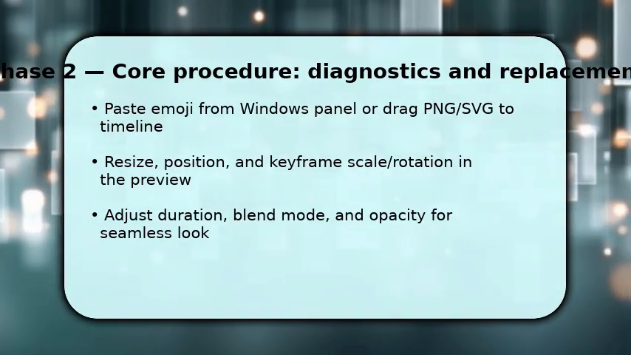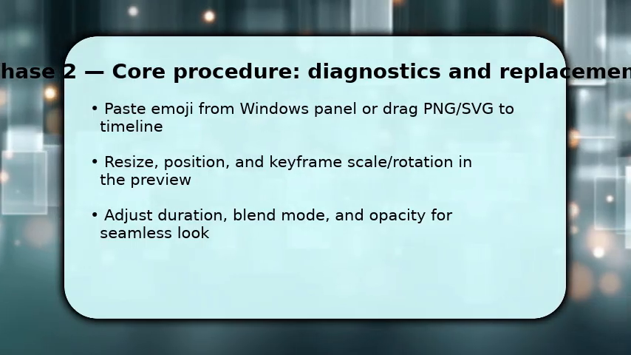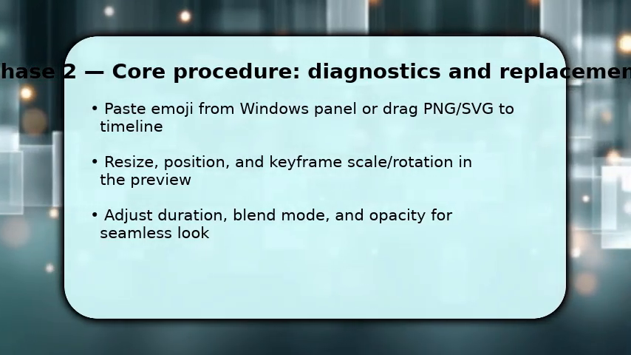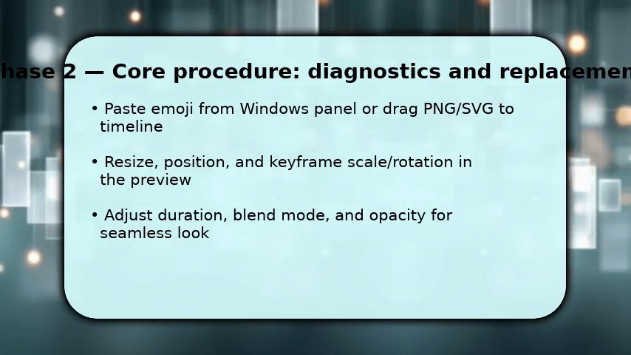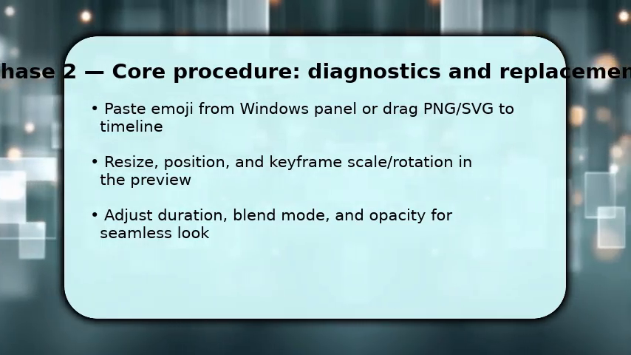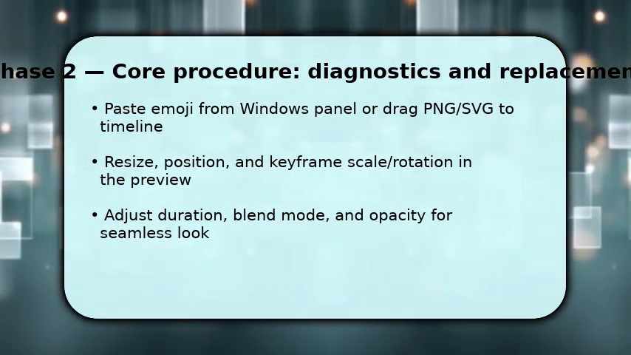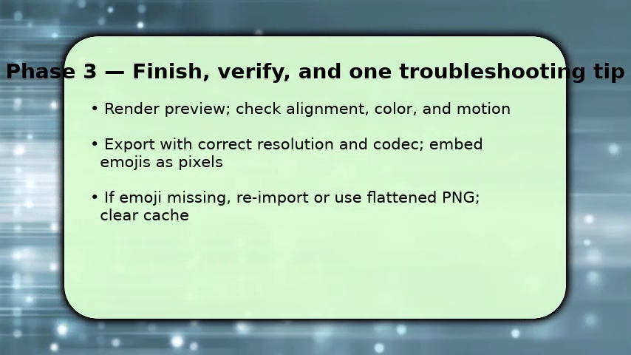Once positioned, add keyframes for motion, scale, rotation, or position so the emoji moves with your subject. Also, tweak opacity or blend mode to match lighting, and trim the clip to the exact duration you need. Finish by scrubbing and rendering a preview to confirm timing and look. Make sure the emoji aligns frame by frame and matches color grading.